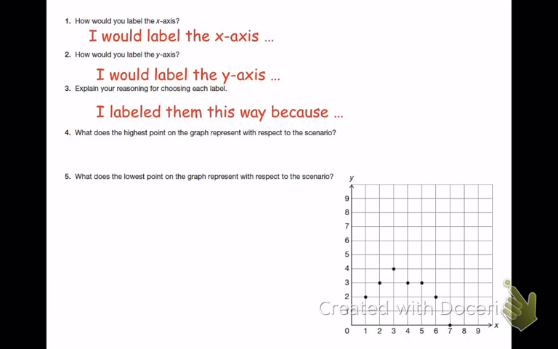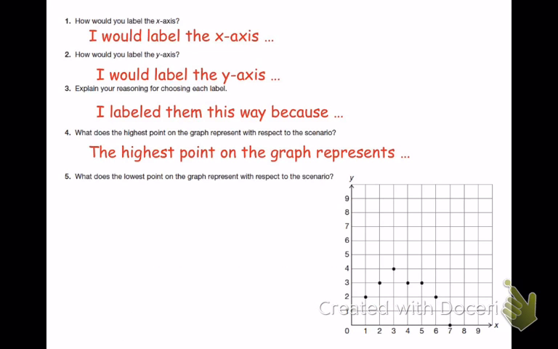And the next one, you would explain your reasoning in any number of ways. One way that I would say I labeled them this way is because you can go off the points. On the x-axis, I see 7 dots going across, and I know there's 7 days. That's one reason you can say time is independent, which represents the days, and so on. What does the highest point on the graph represent with respect to the scenario? The highest point on the graph, which would be at day 3, represents that on day 3, Emma spent 4 hours playing video games.